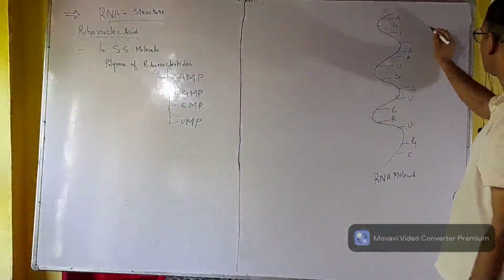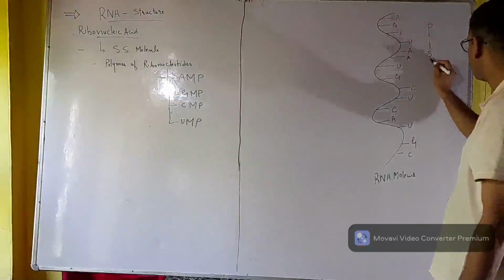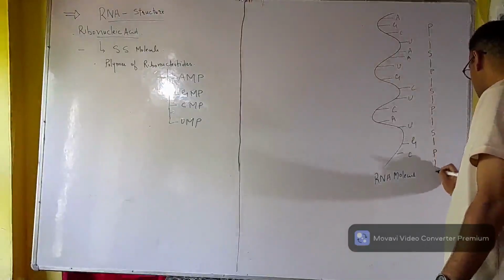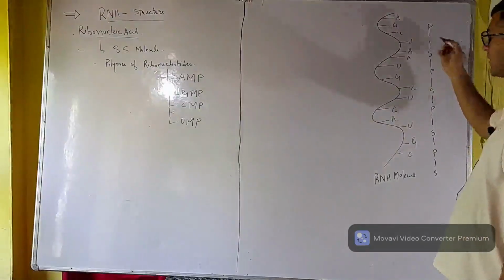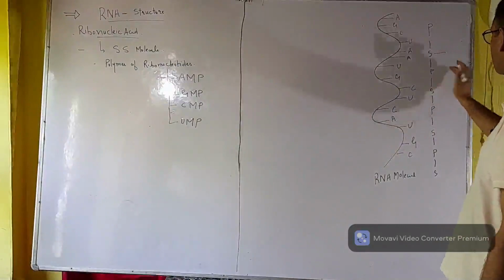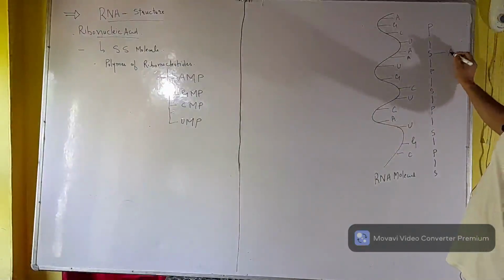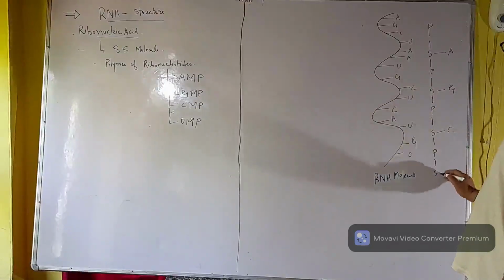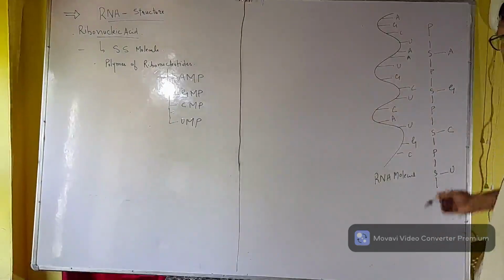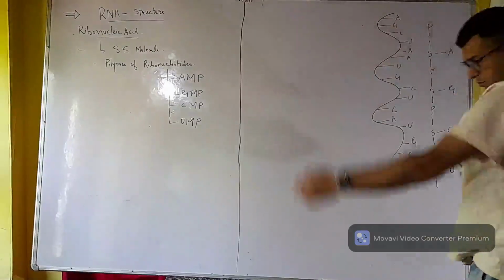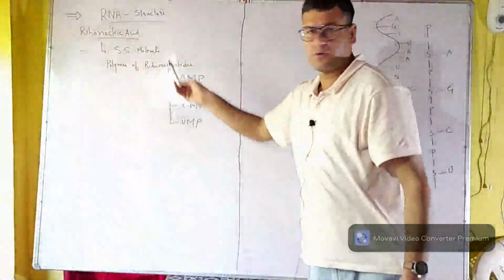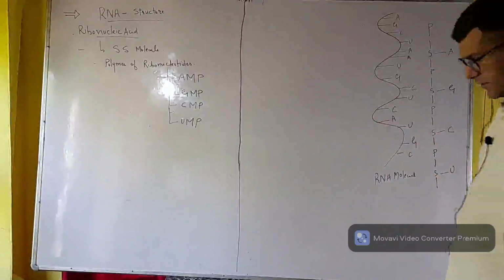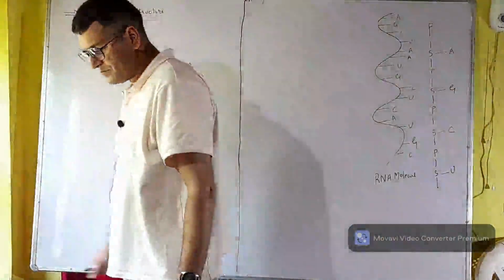For example, we have phosphate, sugar, phosphate, sugar, phosphate, sugar, phosphate, sugar. To the sugar, a nitrogenous base is attached. For example, adenine is attached to one sugar, guanine to another, cytosine is attached to sugar, or uracil is attached to the sugar. So as I told you, RNA is a single-stranded molecule. It has only one strand.